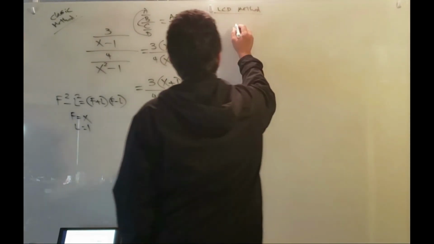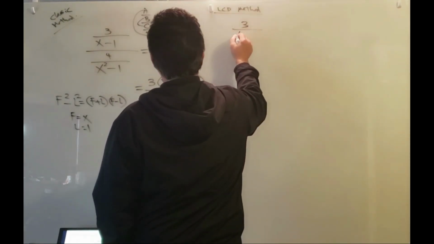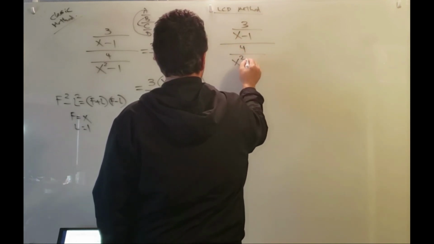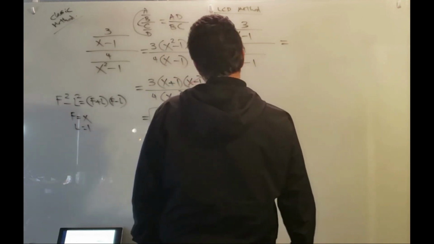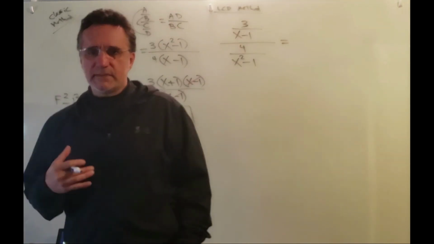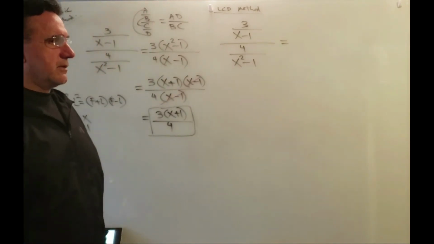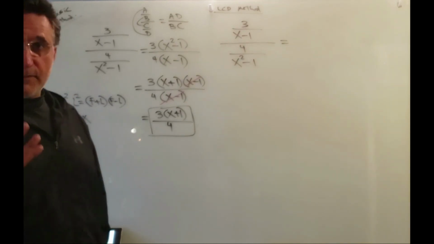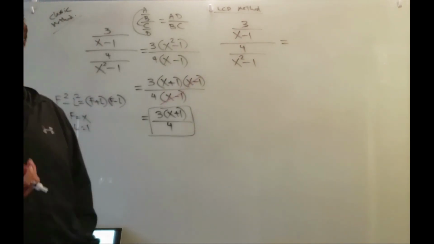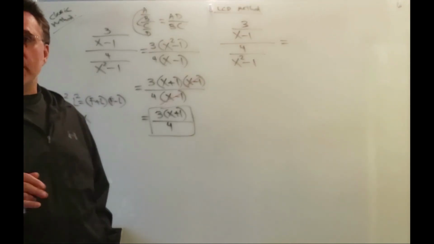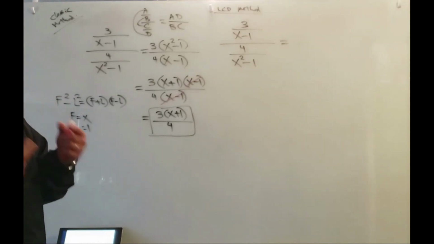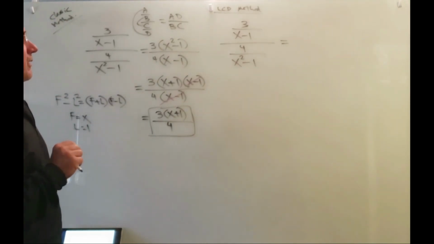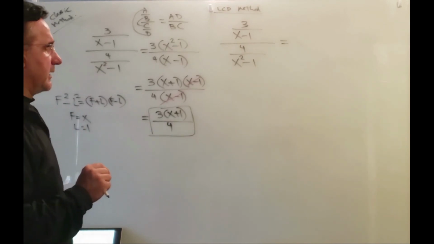Okay, so now we're going to try the LCD method. 3 over x minus 1 over 4 over x squared minus 1. So go ahead and pause the video and see if you can do the LCD method on your own first, and then come back. Remember, you just have to try it. You don't have to get it right, but it's important that you get rid of the fear of mathematics, and that can only happen if you just try it. Okay, don't be afraid. You're not going to break anything, so just try it. And then when you're finished, hit play again.